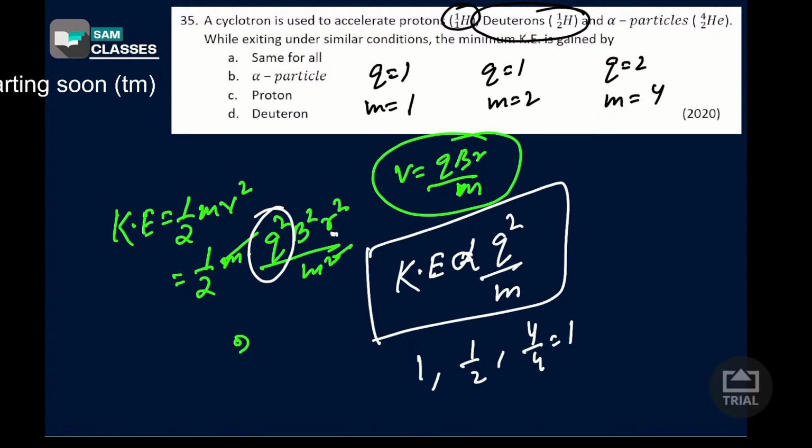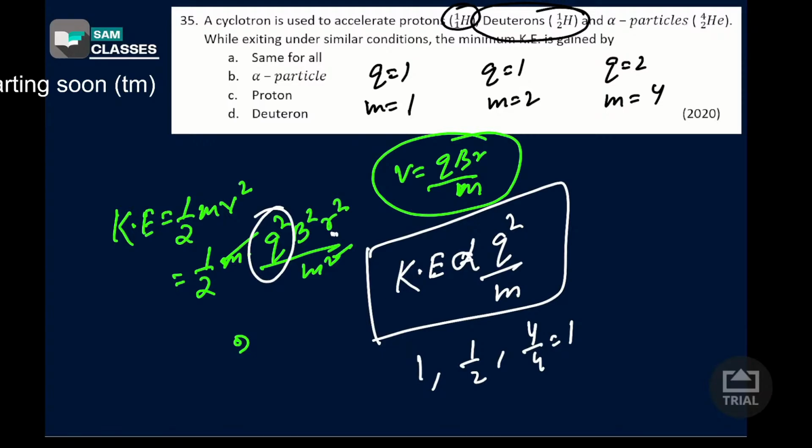So what is it asking? Whose is minimum? Come on, you can see the middle one, deuteron. Correct. So D is the option. Clear everyone? Yes, no, fast. Clear?